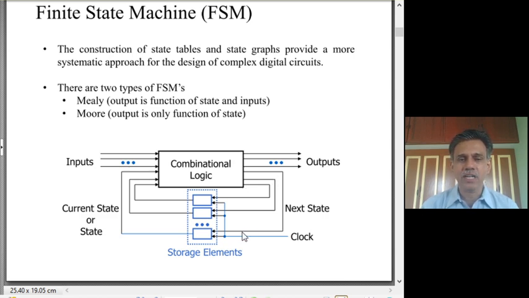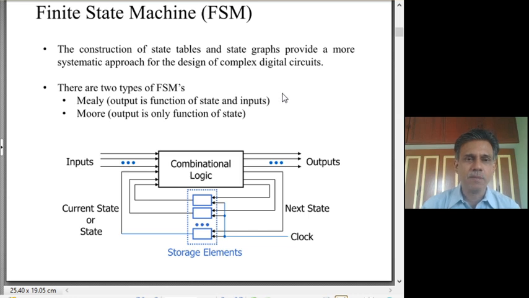And when a clock transition comes, the next state gets stored in the state register, which becomes the current state for the next clock period. Based on the input, which might have changed from one clock period to the next, a new output will be produced and a new state value will be given, which again gets stored, and this goes on forever. So this is how an FSM works.